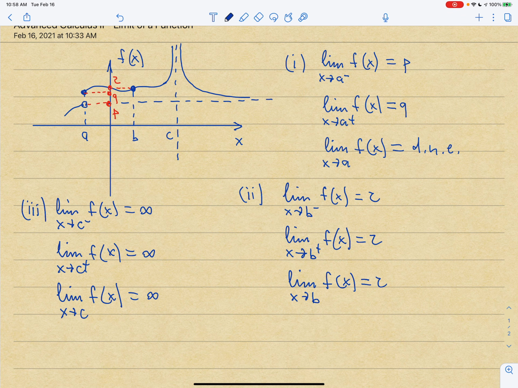Let me add one more point here. Let's say D, and I'm going to make a small hole here.